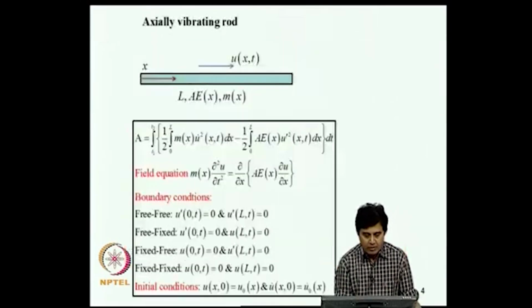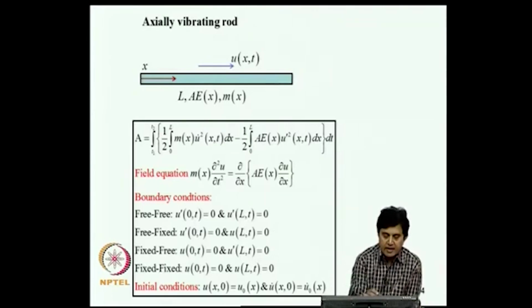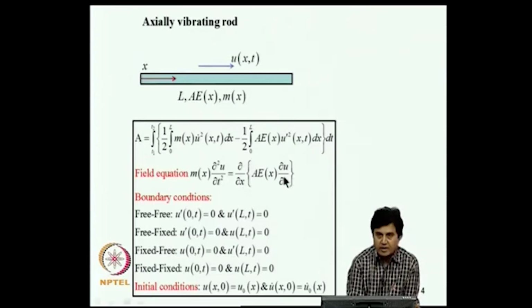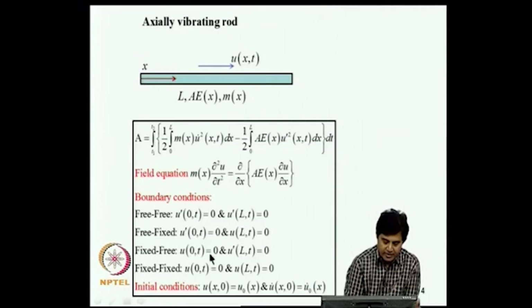We also covered the case of an axially vibrating rod, and how Hamilton's principle can be applied. Here the action integral is obtained as an integral over the domain of the rod, integral 0 to L of m u dot square dx, and this is the strain energy, and this is the action integral. By using the calculus of variations we obtained these as the field equations, and I also pointed out that the variational approach also leads to the definition of the appropriate boundary conditions. For the 4 generic axially vibrating rod problems, where the 2 ends are free, one end is fixed and the other end is free, and both ends are fixed, the appropriate boundary conditions are obtained as a part of this solution.